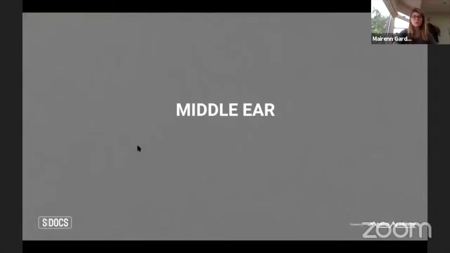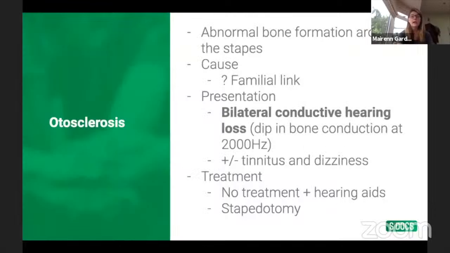Now going on to middle ear conditions. So again, both outer and middle ear will cause your conductive hearing loss. So otosclerosis. So you've got your 3 middle ear bones, your ossicles, and one of them is the stapes.